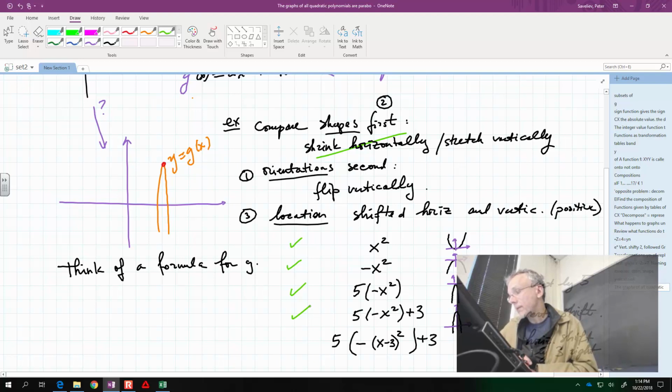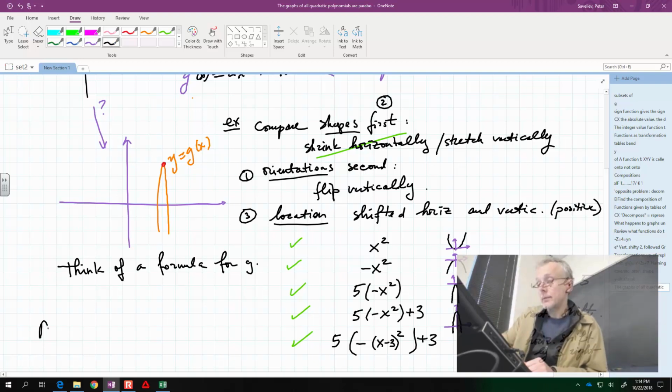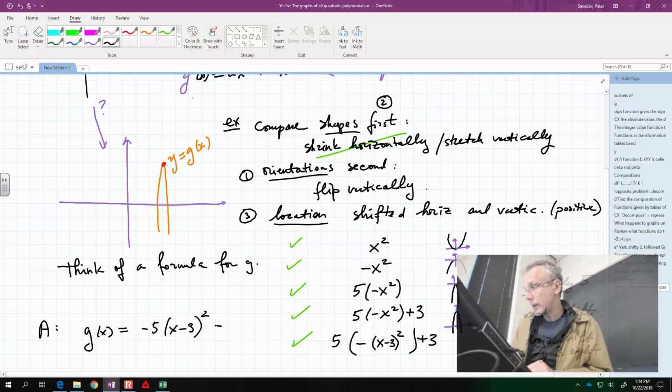Vertical shift, and finally we have to execute the horizontal shift. And as you can see, it is 3 units to the right, which means we subtract 3 from x. The last step is the formula, right? So that will be the answer. You can certainly simplify it. So g of x is equal to -5 (x minus 3) squared plus 3.